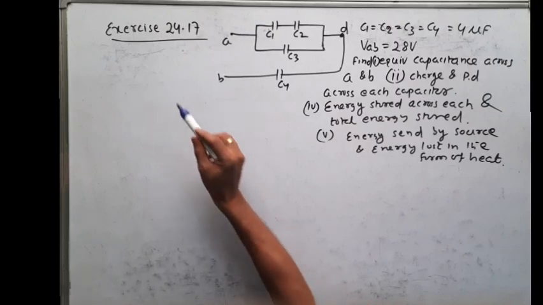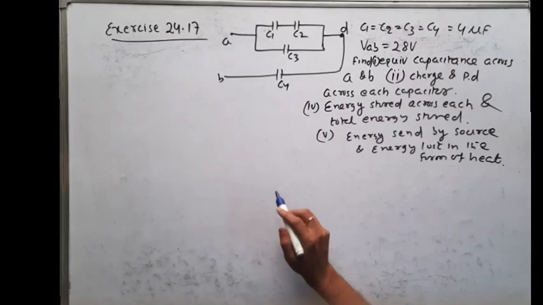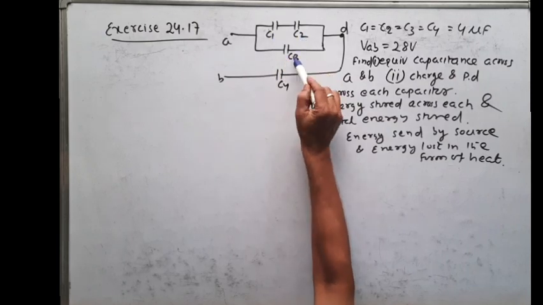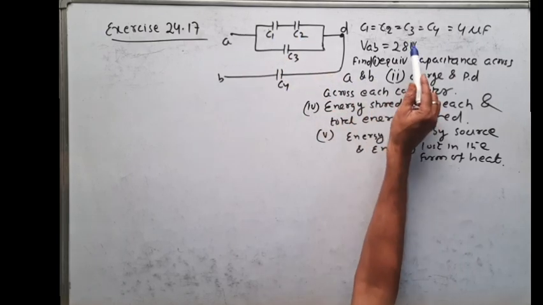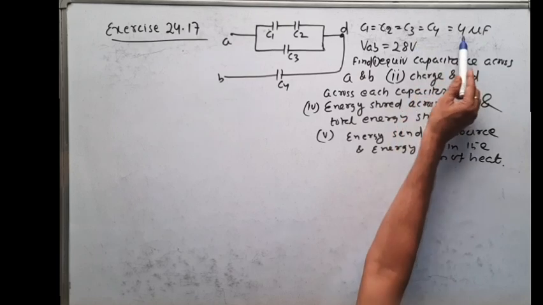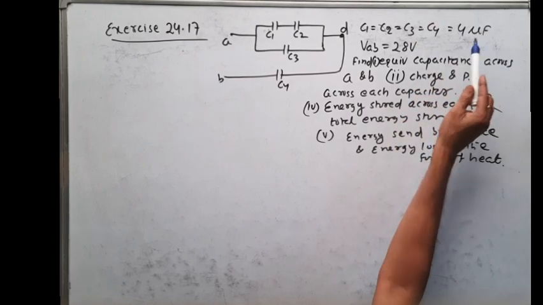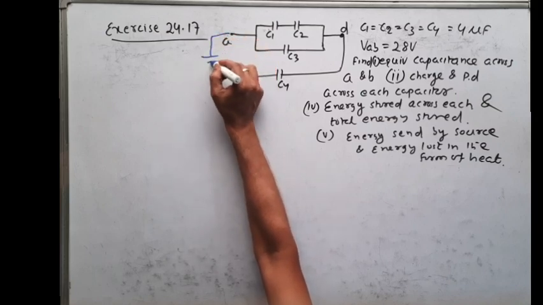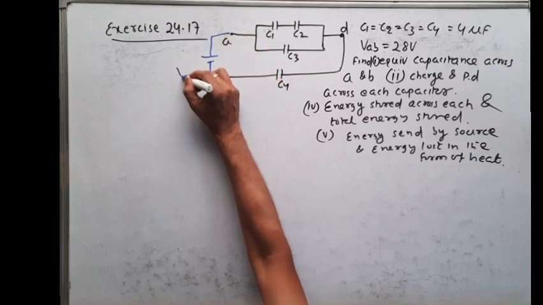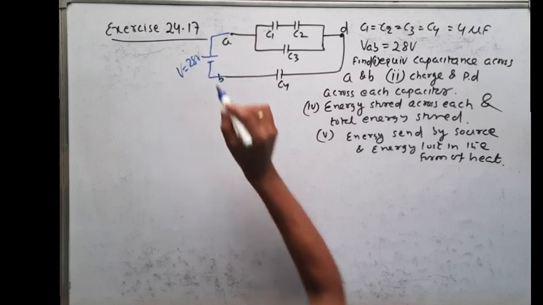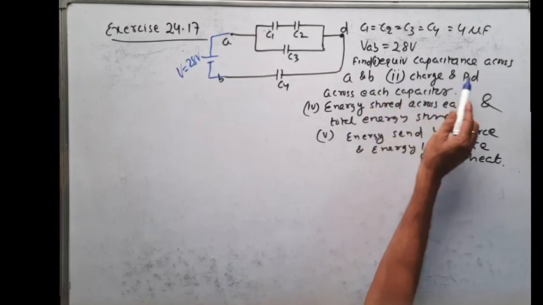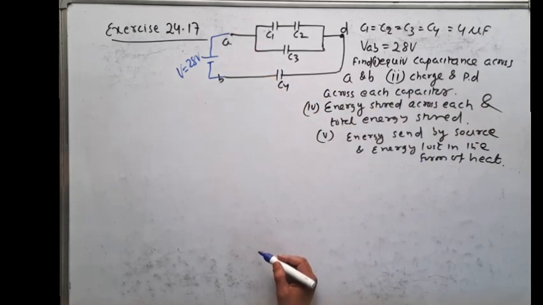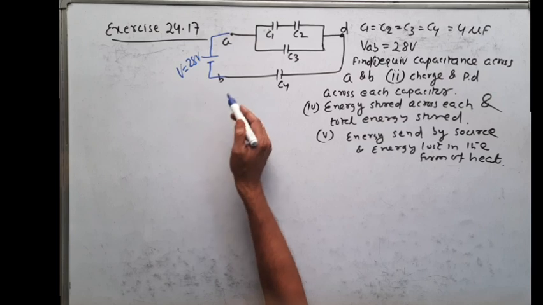Now let us solve exercise 24.17. You see, there are four capacitors C1, C2, C3, C4. All capacitor values are the same, that is 4 microfarad, and the potential difference across A and B is given as 28 volt. So you have to find the equivalent capacitance across the A and B terminals first. So now reduce the circuit.